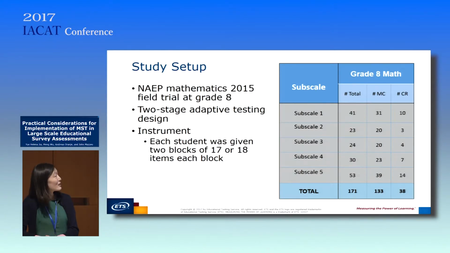And so that's the test design I have. It's a mathematics test in grade 8. We have 5 subskills. In total, there are around 170 items in the pool. And there are some multiple choice items and constructed response items. For each student, they received 2 blocks of items, and each block is around 17 or 18 items.